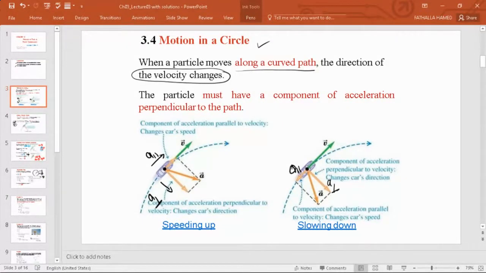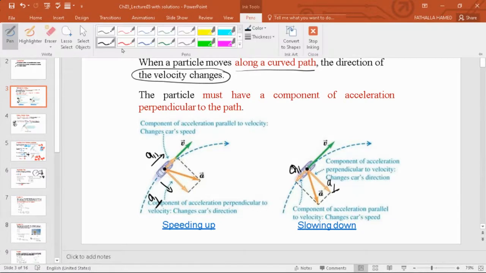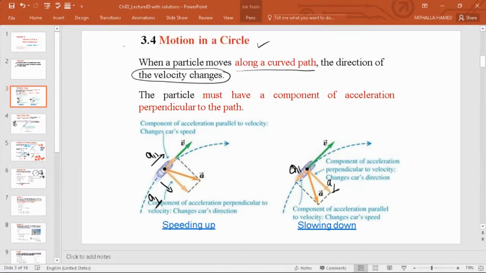And we discussed that in the first lecture, when we said when you go around the curved path, you can change two aspects of your velocity. You can change the magnitude of your velocity, which is the speed, and you can also change the direction of your velocity.